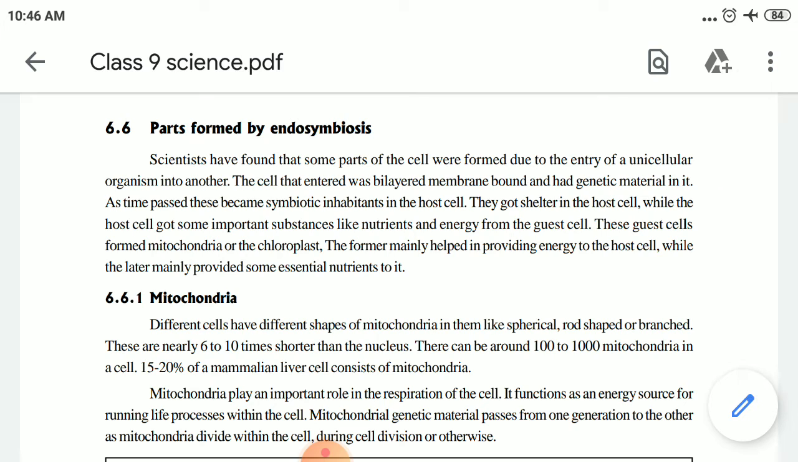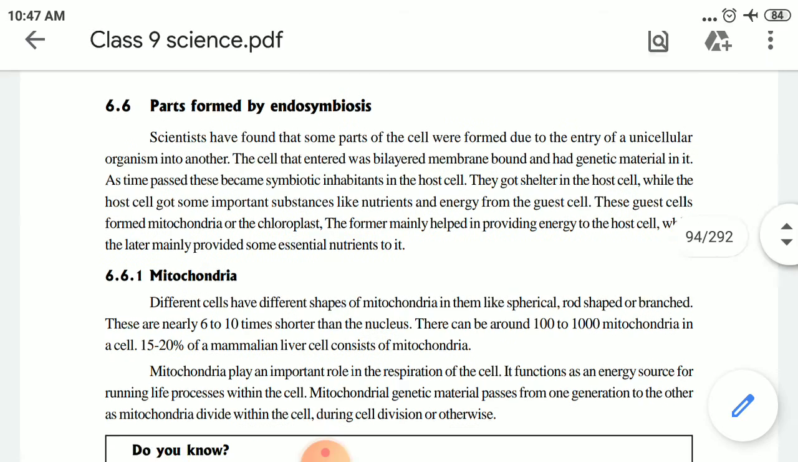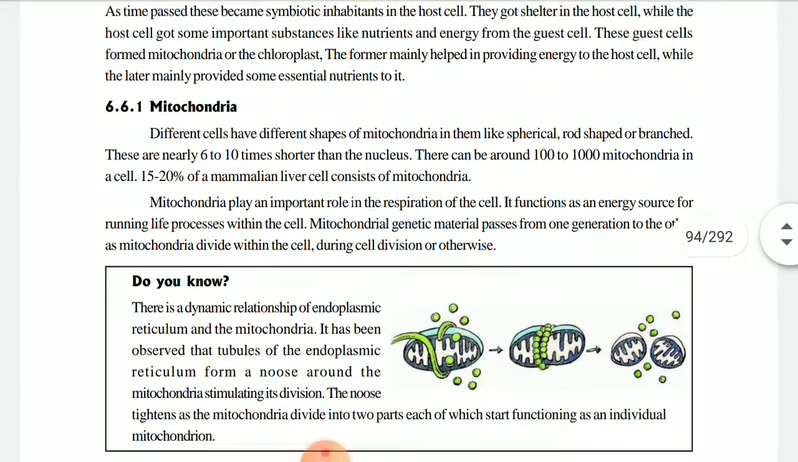Okay, children, but when we talk about multicellular organisms, what happens? A specific organ is there for a specific function. And some of the organisms act as guests also. Suppose here one example is given, as you can see: they get shelter in the host cells, and there they take the nutrients and energy and other things from the host cells, and they utilize them.